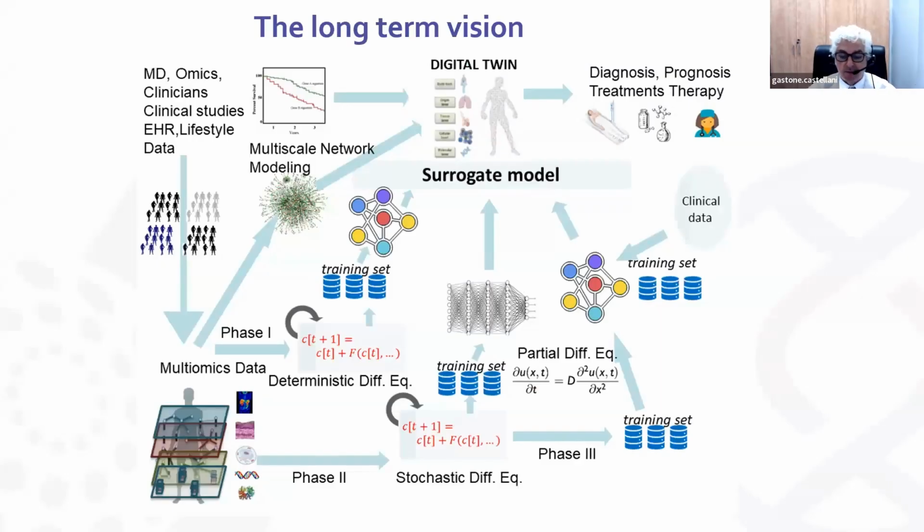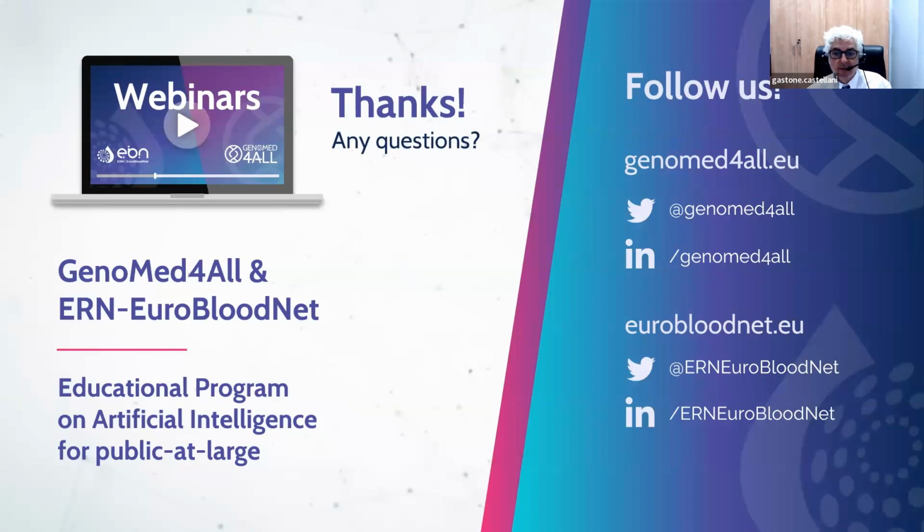So just to finish, this is the long-term vision. By using this multidimensional and multi-omic data, we will be able to extract features in a federated way, to integrate these features, and to build a surrogate model that can be a kind of digital twin, useful for diagnosis, prognosis, hopefully therapy, etc. Thank you, and this is all.